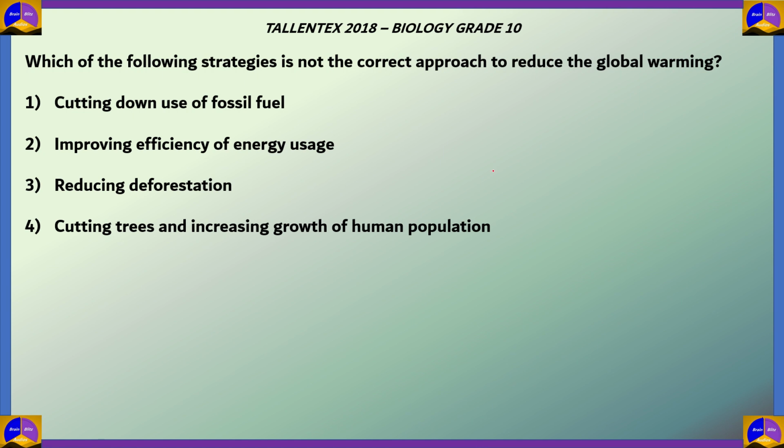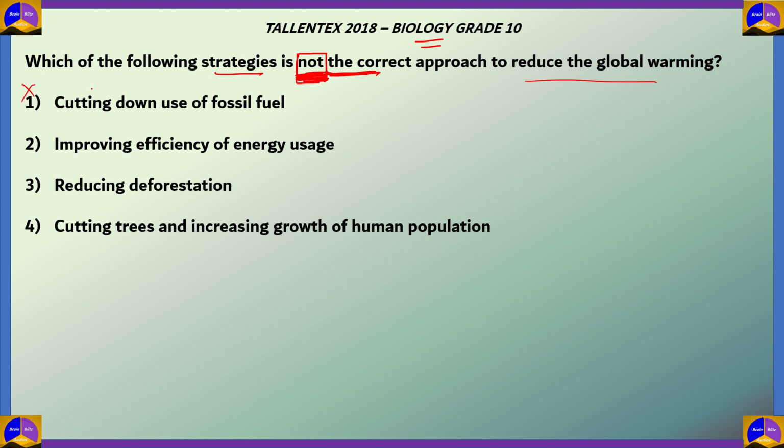Now let's look at a question from biology. Which of the following strategies is not the correct approach to reduce global warming? So here we're looking for which is not the right approach. So we need to find out a wrong statement that will be considered as the right option for this particular question. We look at the four options, we see that option 1, cutting down use of fossil fuel, is incorrect.